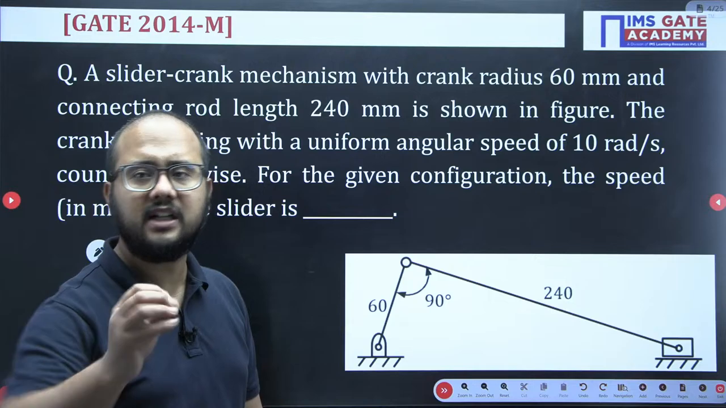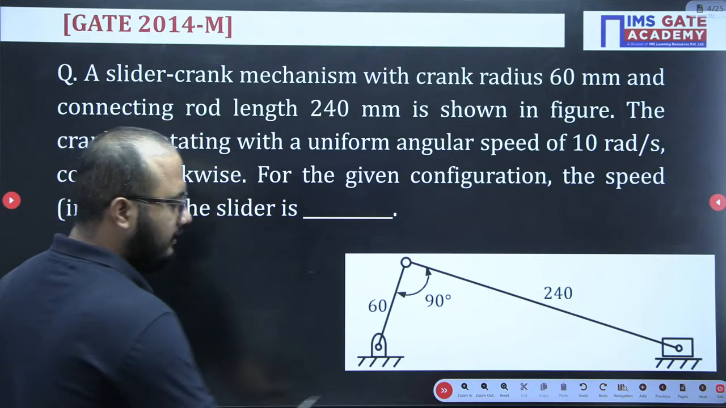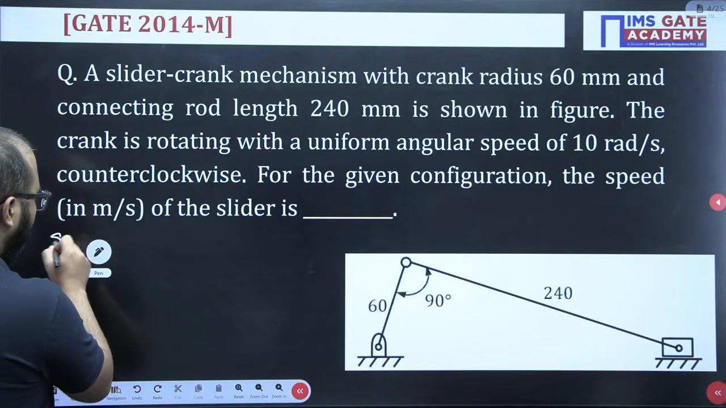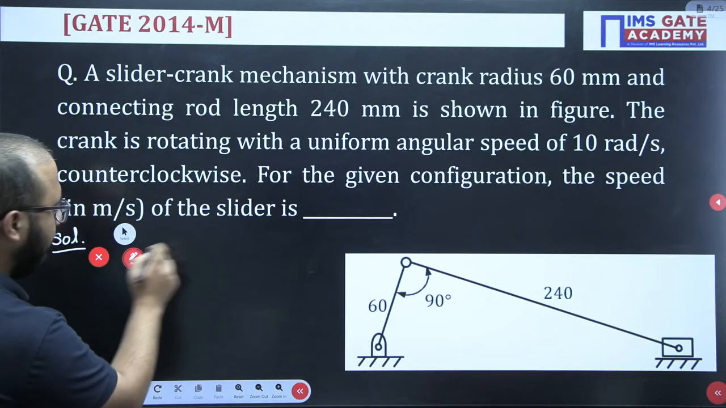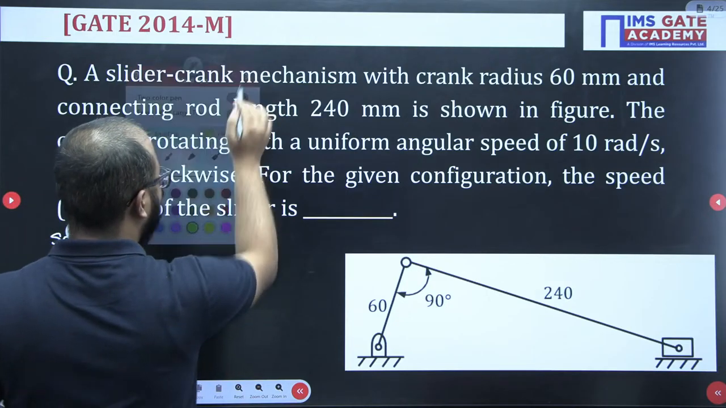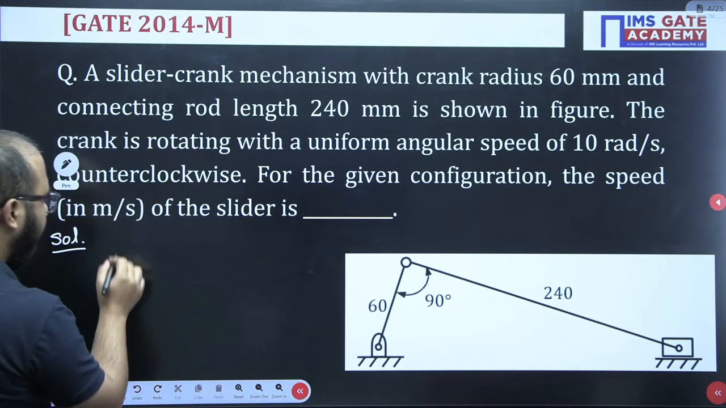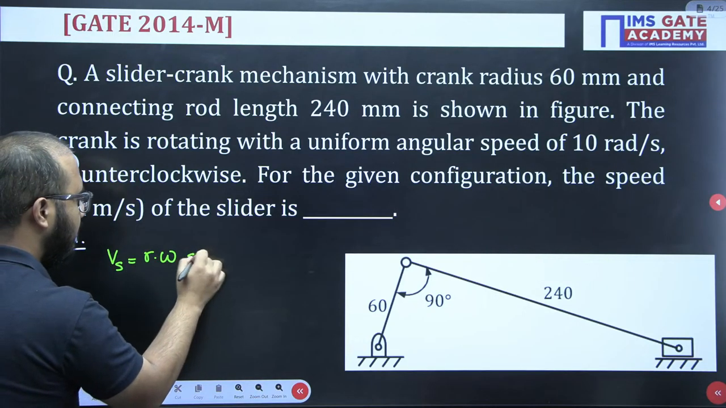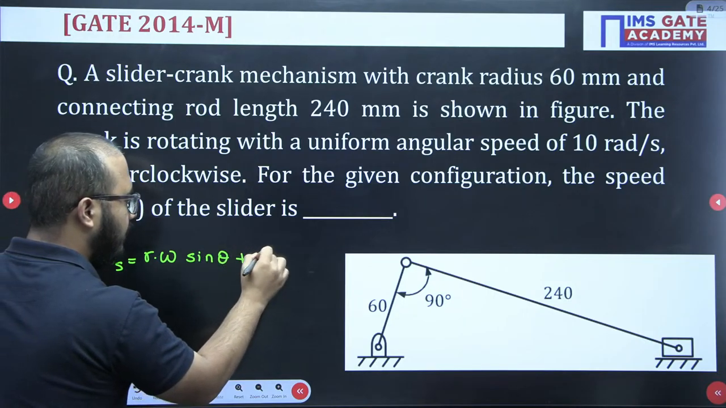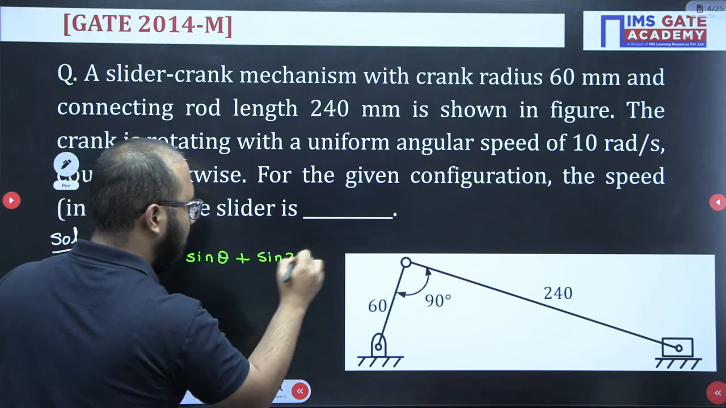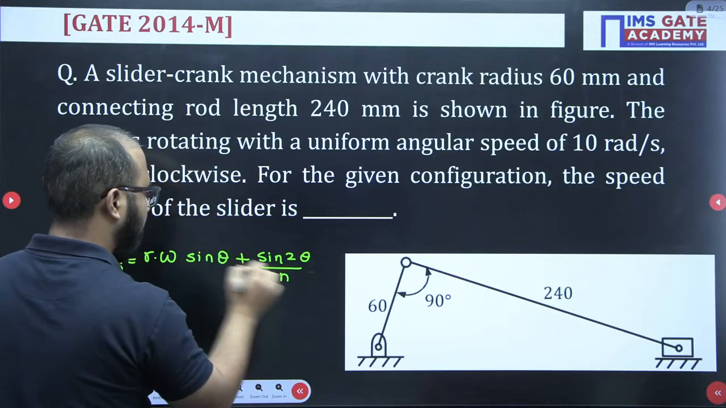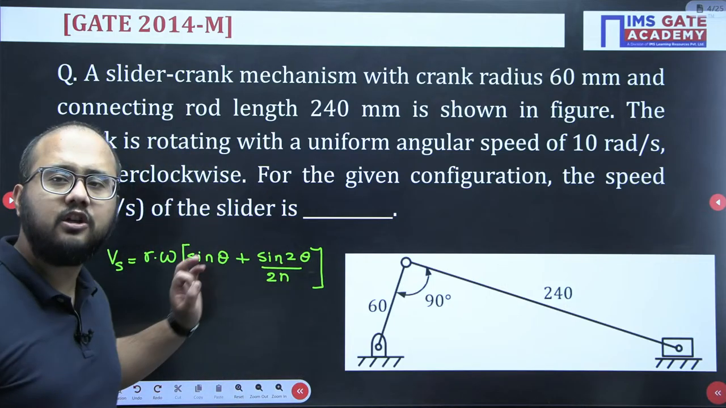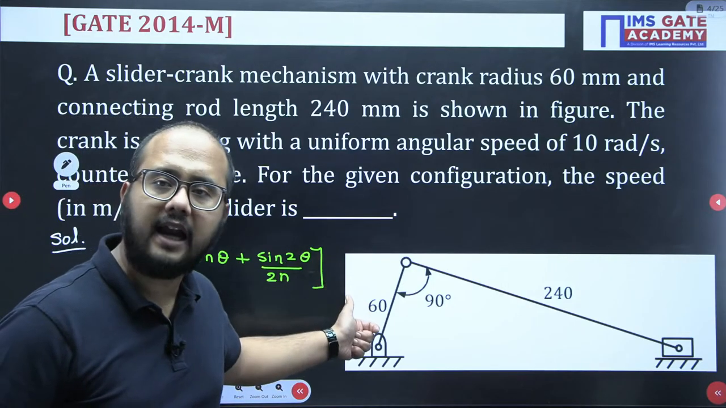I hope many students have solved it already. Let me know your answers in the chat box. What answer did you get after solving this question? The velocity of the slider is Vs equals R omega times sine theta plus sine 2 theta divided by 2n. This is the relation for the velocity of the slider in terms of crank angle theta.